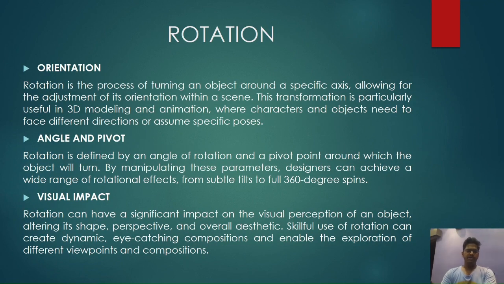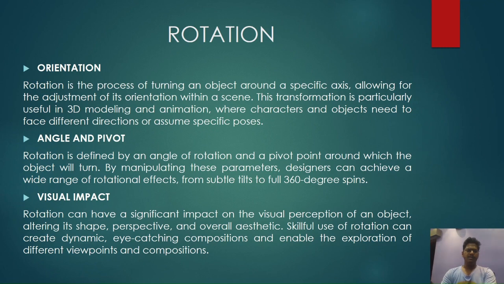It consists of orientation, angle and pivot, and visual impact. Orientation. Rotation is a process of turning an object around a specific axis, allowing for the adjustment of its orientation within a scene. This transformation is particularly useful in 3D modeling and animation, where characters and objects need to face different directions or assume specific poses.